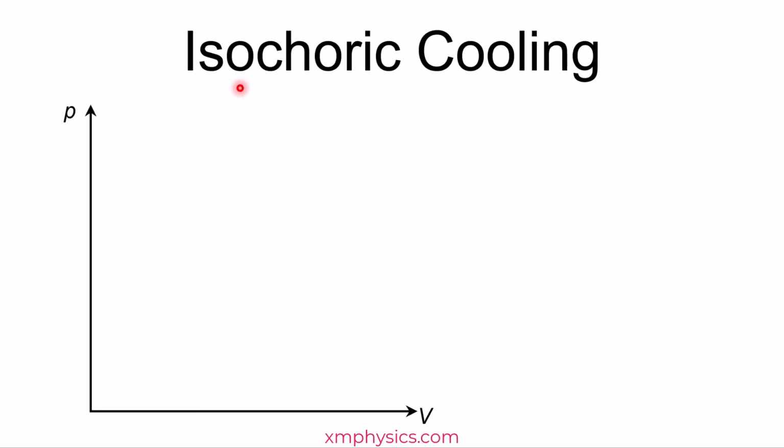Next, let's do the isochoric cooling. Isochoric means constant volume. So on a PV diagram, an isochoric cooling will be a vertical downward line. Now, which term is zero, positive or negative? Since there's no change in volume, the work done must be zero. Has the temperature gone up or down? Well, I've already given it away, right, by saying that it's isochoric cooling.